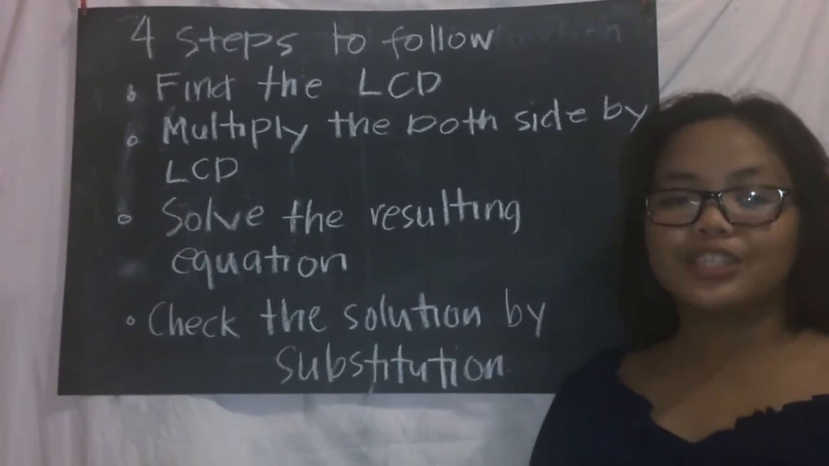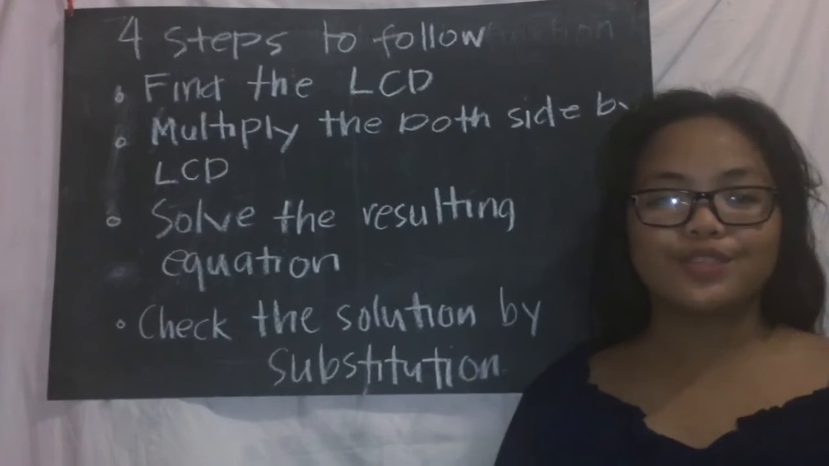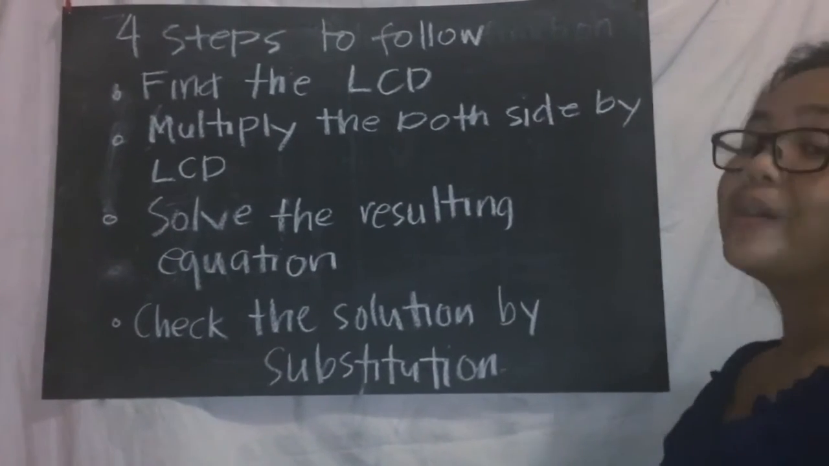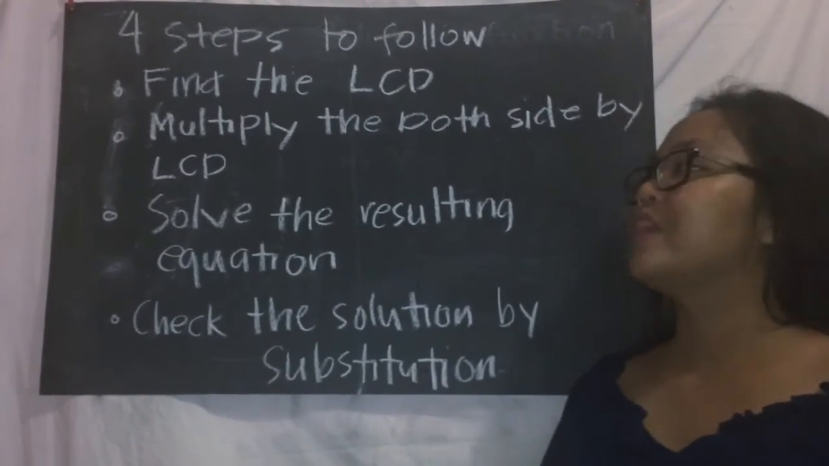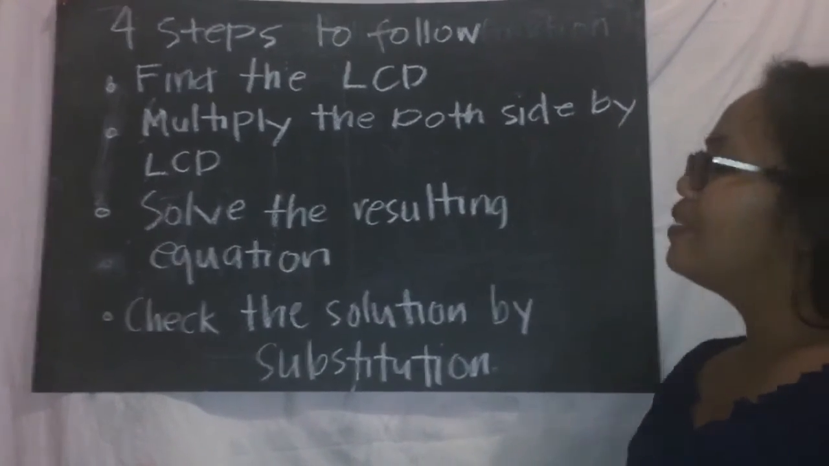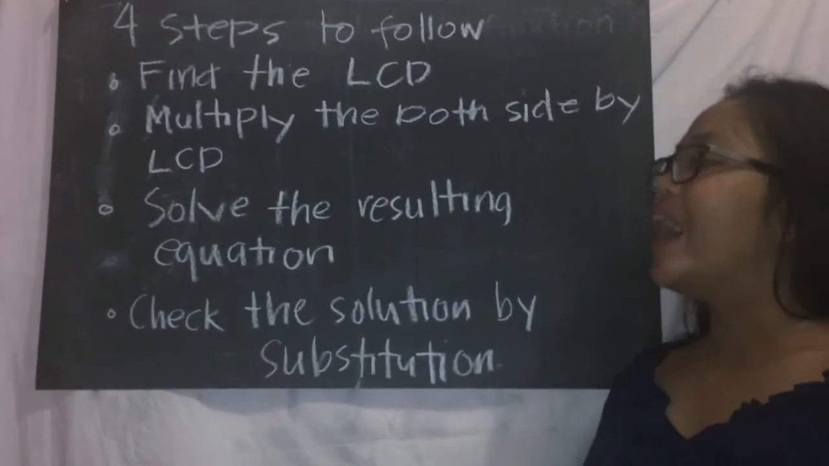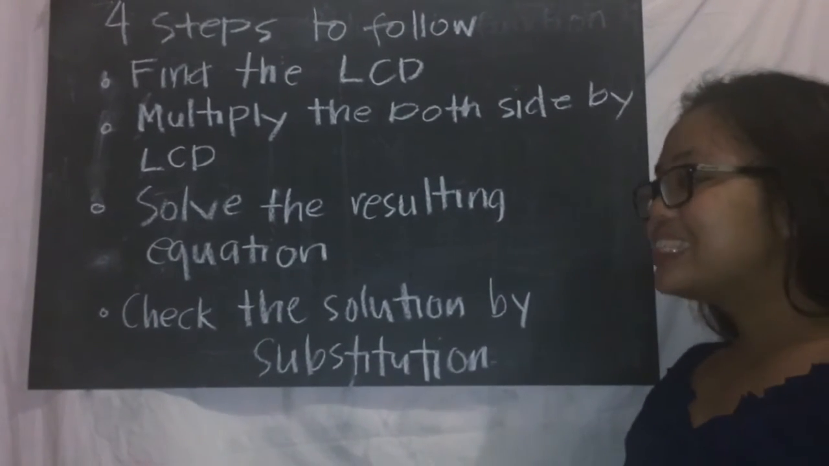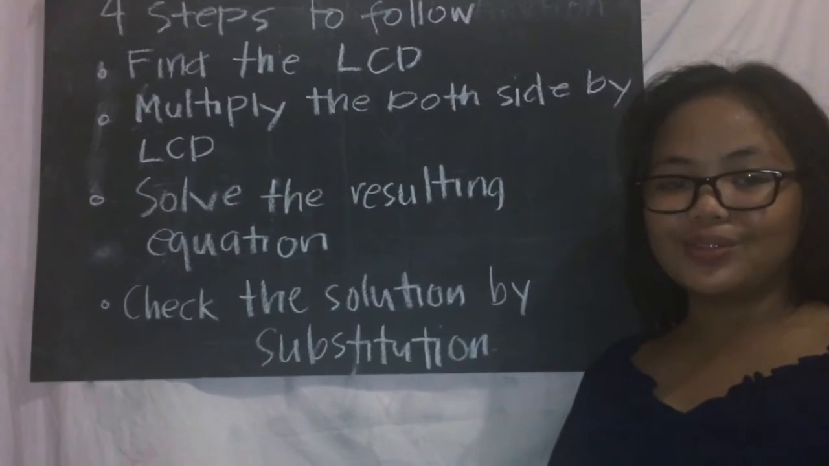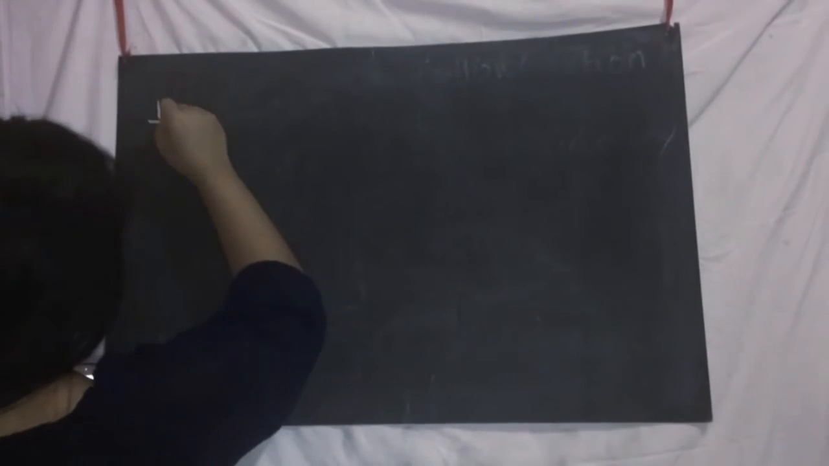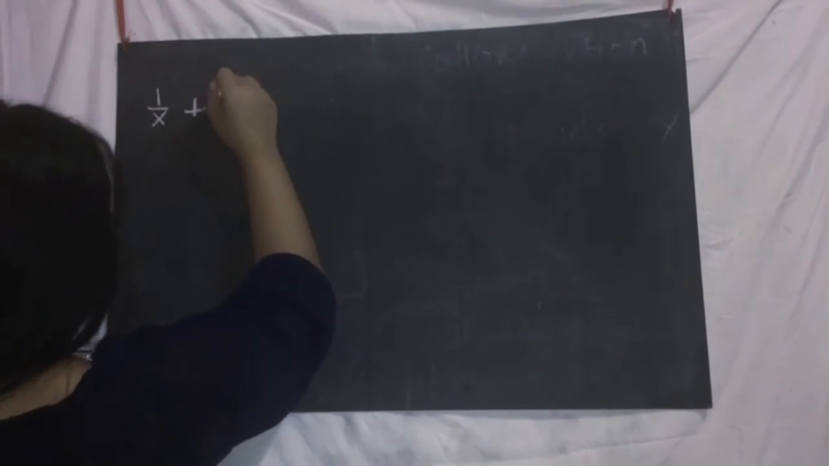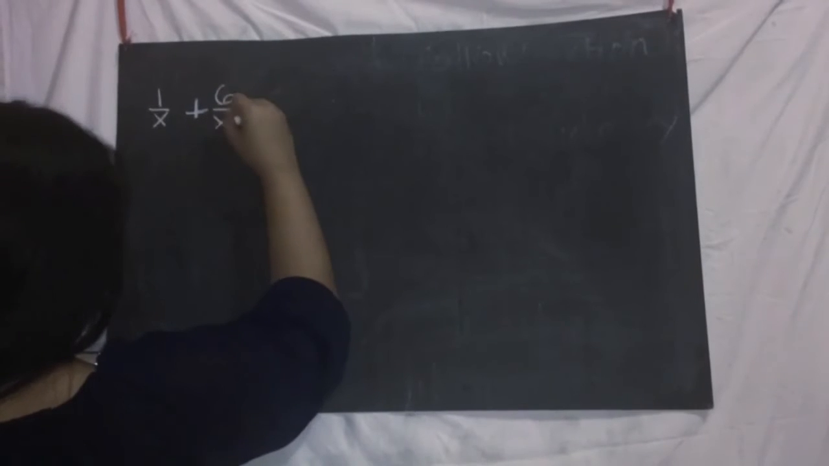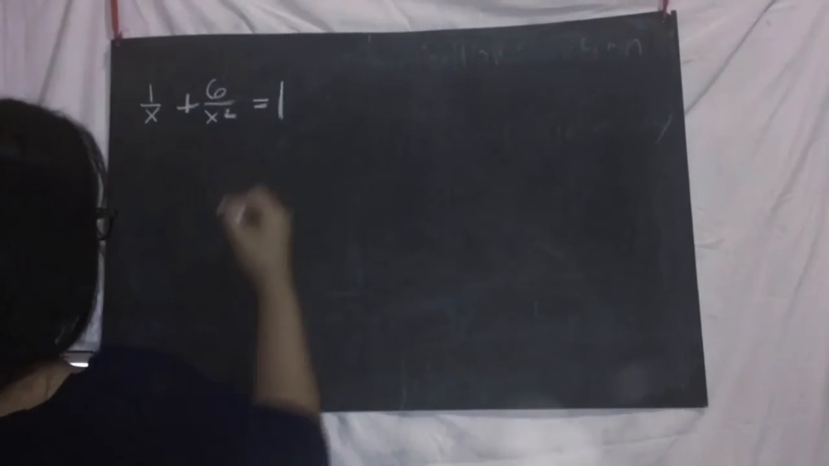So in solving rational equation, there are 4 steps to follow. First, find the LCD. Second, multiply both sides by the LCD. Third, solve the resulting equation. Lastly, check the solution by substitution. Suppose we need to solve the given 1 over x plus 6 over x squared equals 1.